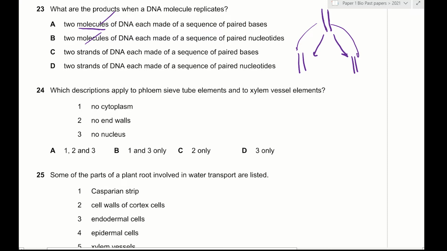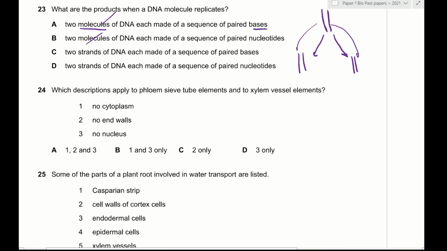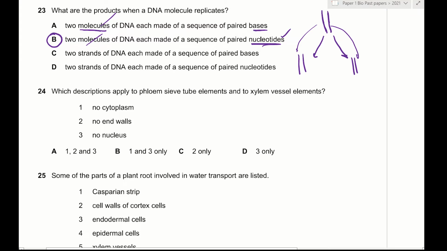Now, each made of a sequence of paired bases. And here it says paired nucleotides. When describing the structure of DNA, we actually use the monomers. In this case, the monomers of DNA are nucleotides, not bases. So the answer is going to be B. And the reason that the two strands is incorrect is because, as we mentioned, it forms two molecules of DNA, meaning 4 strands, not 2 strands. So C and D are incorrect.